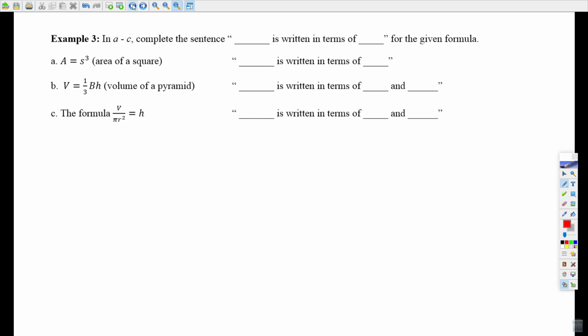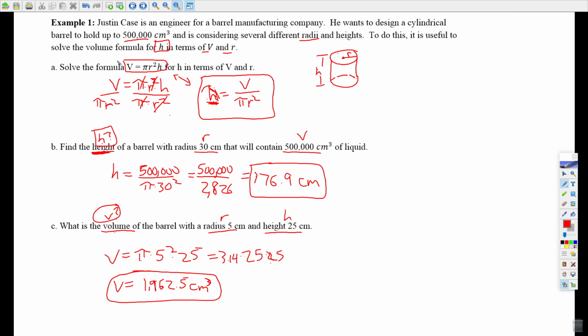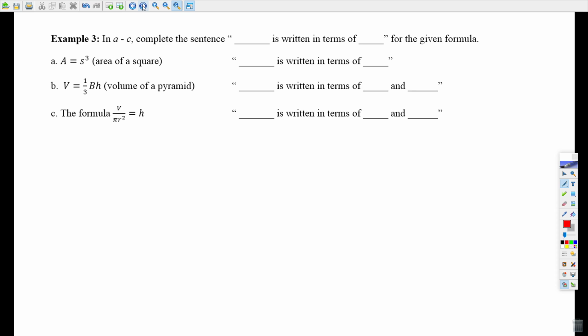Okay, we're going to go back to what was written back here, where you have to solve for h in terms of v and r. So we're going to do the backwards of it. We're going to look at an equation and then write out in words what it's saying. It says in A through C, complete the sentence: blank is written in terms of blank for each given formula. So whatever comes first is what it's equal to.